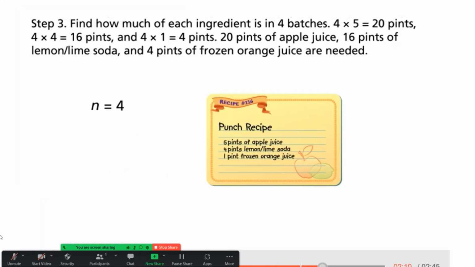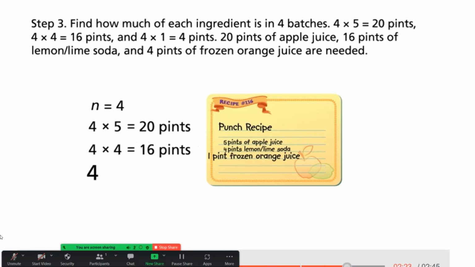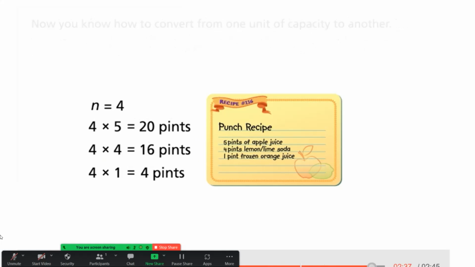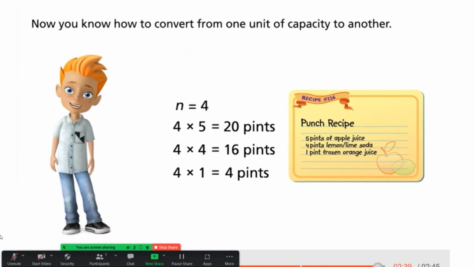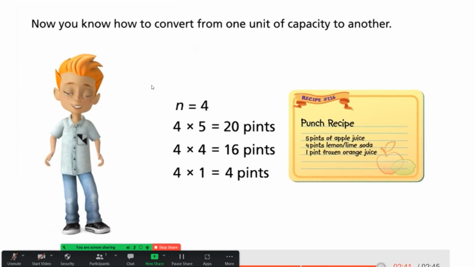Step 3. Find how much of each ingredient is in 4 batches. 4 times 5 equals 20 pints. 4 times 4 equals 16 pints. And 4 times 1 equals 4 pints. 20 pints of apple juice, 16 pints of lemon-lime soda, and 4 pints of frozen orange juice are needed. Now you know how to convert from one unit of capacity to another. Great job!